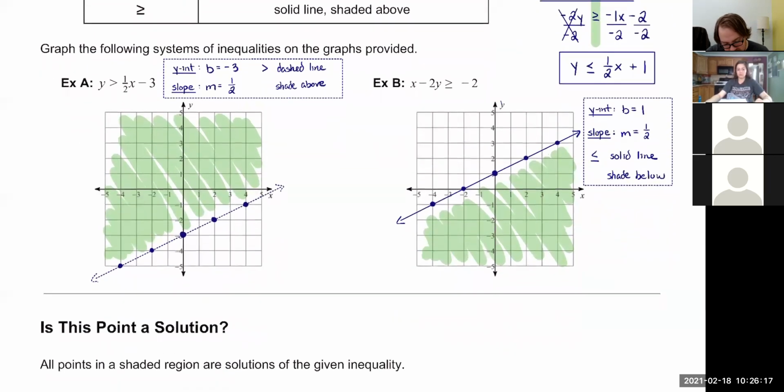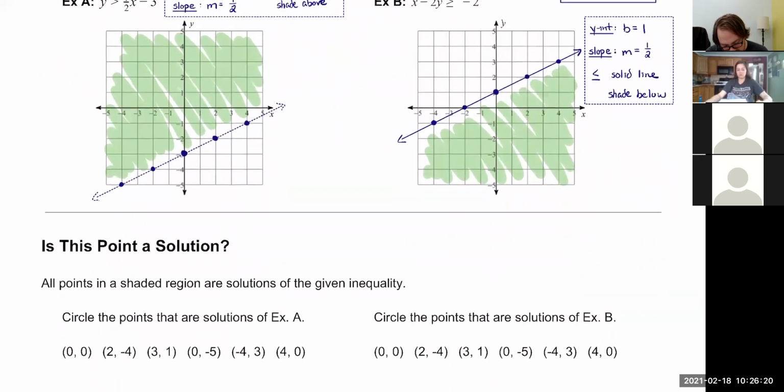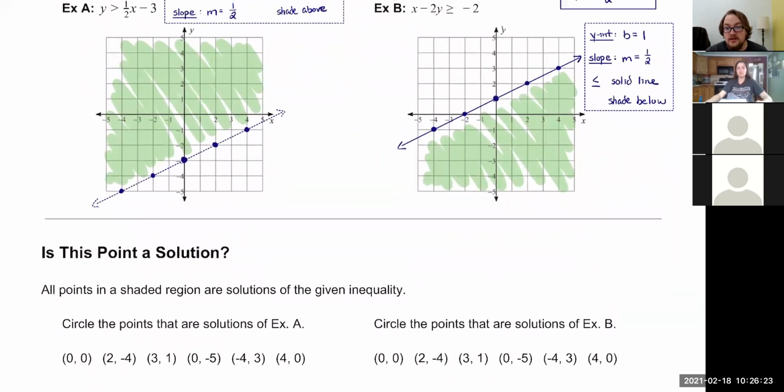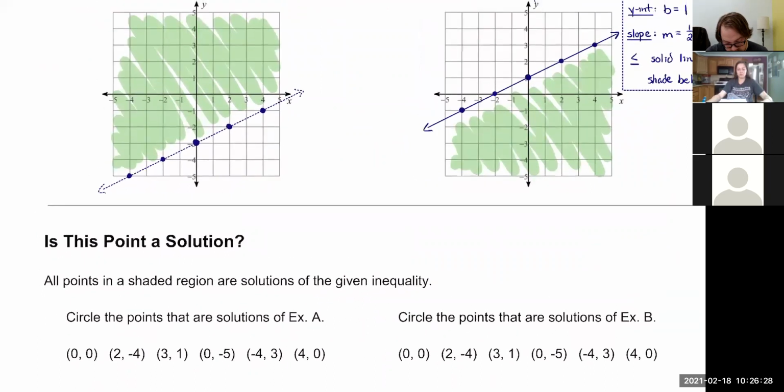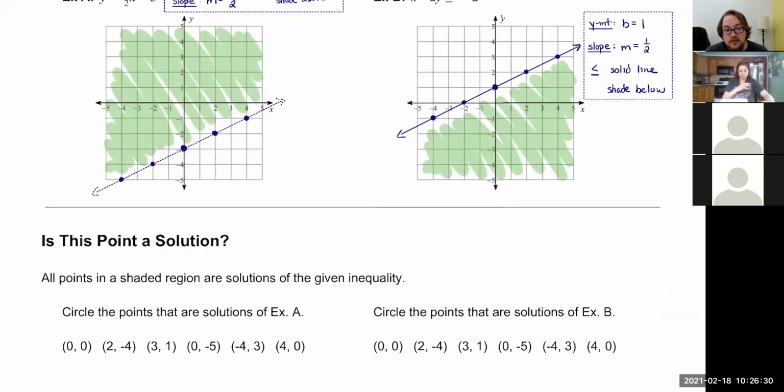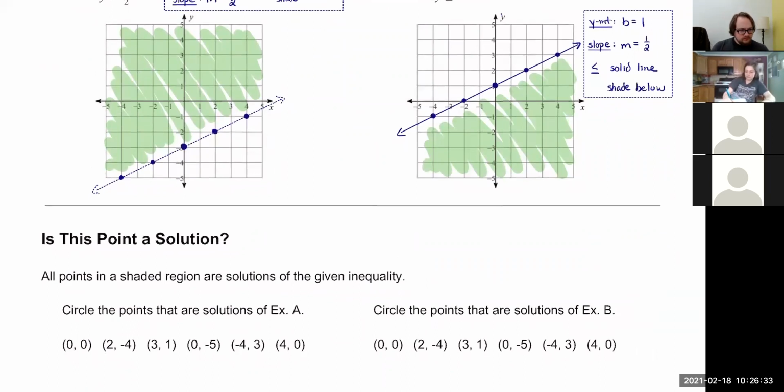Now, before we introduce the new information, let me think here, see how I'm going to do this. Squeeze it on the screen. I don't even need to know the inequalities per se, so I'm going to put it right there. So now we can see the graphs that we've put together, and now we can see the next little bit of review, which is asking us whether or not a point is a solution. It reminds us that all points in a shaded region are solutions of the given inequality.